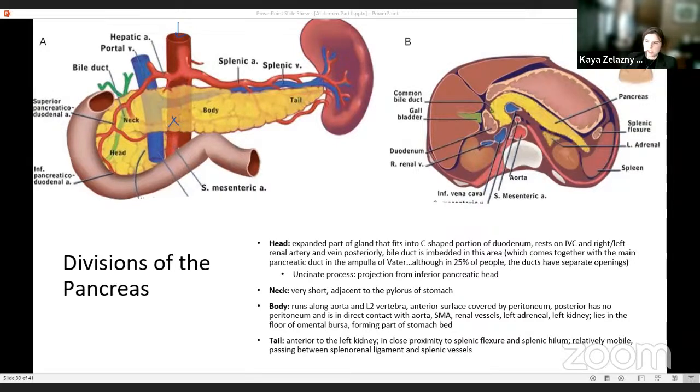And this is essentially like lying in the floor of the omental bursa, so that lesser sac in the abdomen, forming part of the stomach bed, by which we really just mean the structures that the stomach is resting upon.